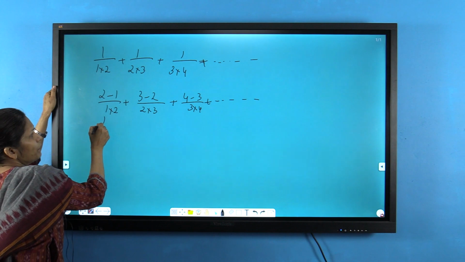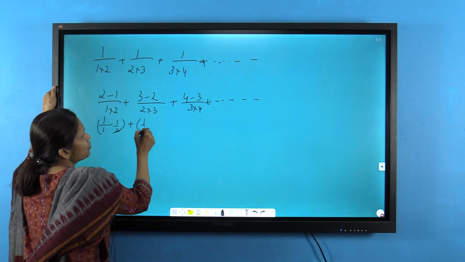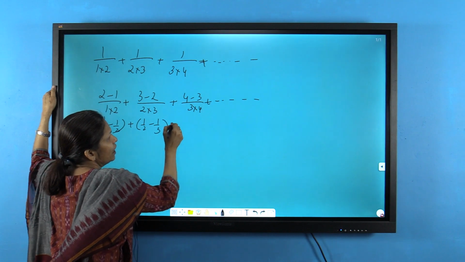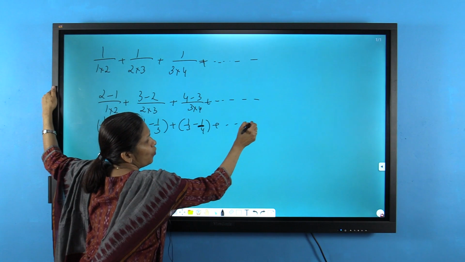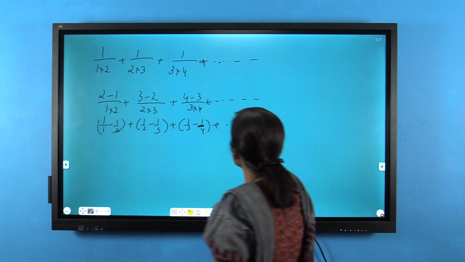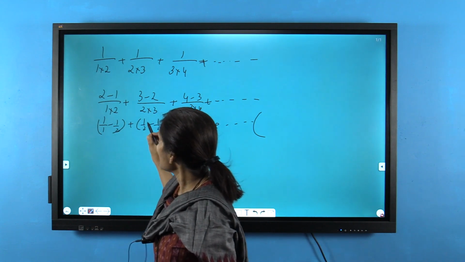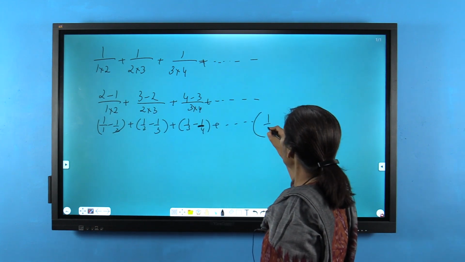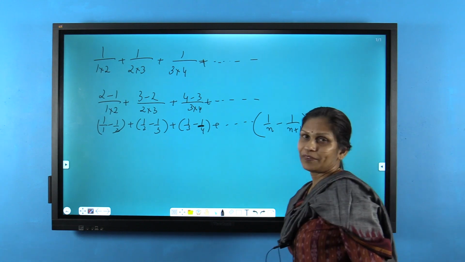So, separate them, isn't it? 1 by 1 minus 1 by 2 plus 1 by 2 minus 1 by 3 plus 1 by 3 minus 1 by 4 and so on, and n such terms. So, what will the nth term be? Here it begins with 1 by 1, second is 1 by 2, it would be 1 by n minus 1 by n plus 1.